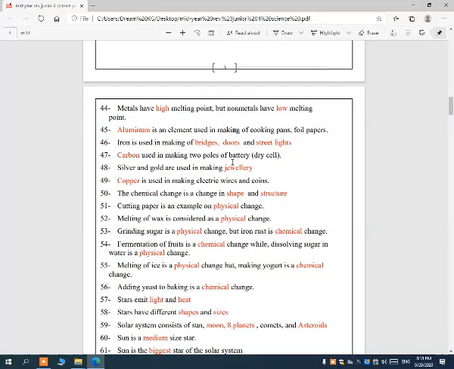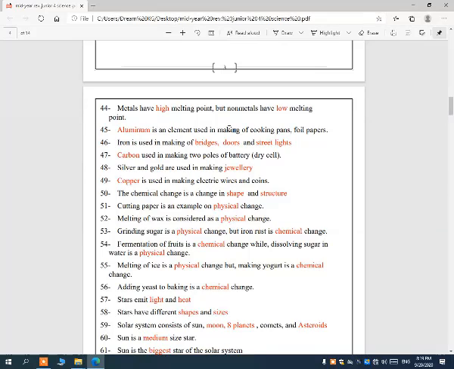And we have copper, used in making coins and electric wire. We said before, copper, Cu, is used in making coins. Okay, so let's answer 45.